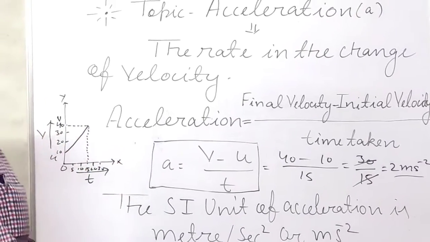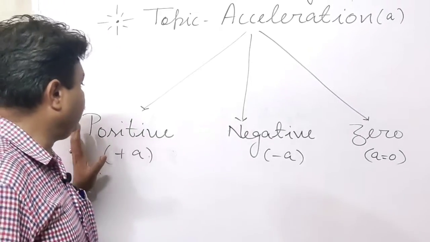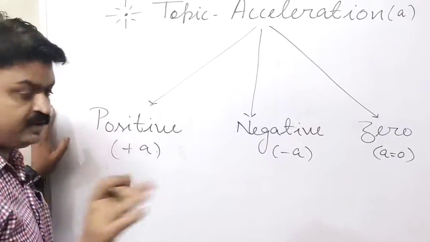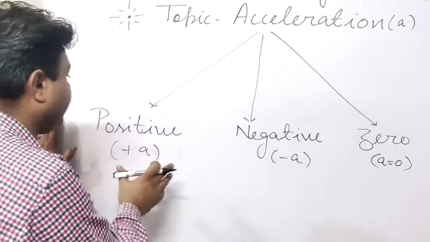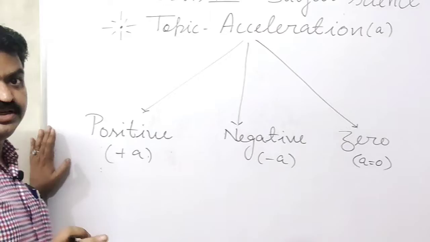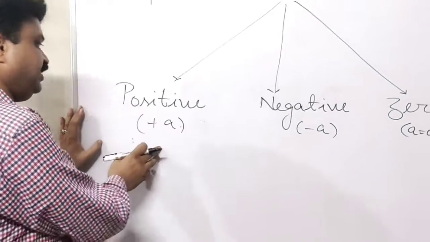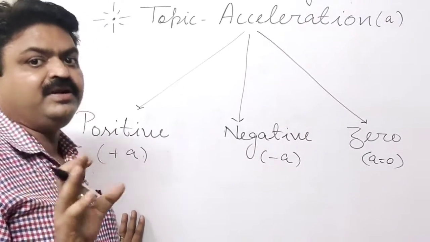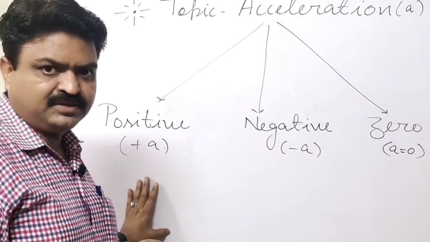Now we come to the types of acceleration. So student, there are three types of acceleration. First is positive, second is negative, third is zero. Now what is positive acceleration? If the final velocity is more than the initial velocity, student, then that acceleration is known as positive acceleration.